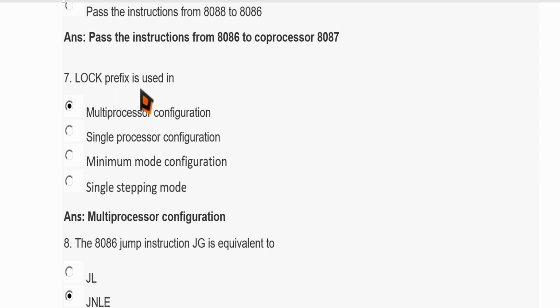Lock prefix is used in multiprocessor configuration. So this is correct. When the 8086 processor executes lock instruction, it will lock the buses so other processors cannot access it. Let us see the eighth question. The 8086 jump instruction, jump if greater, is equivalent to jump if not less than or equal. So this is correct.